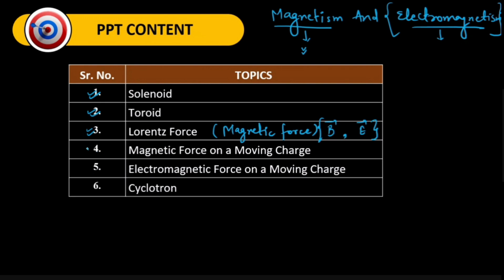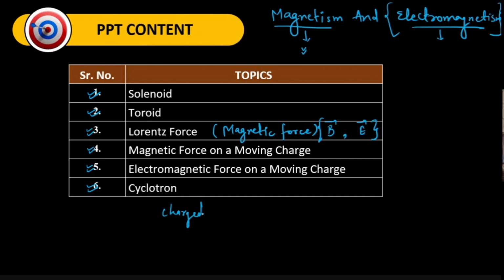Then we'll be looking at what is a magnetic force on a moving charge. So if a charged particle is actually moving, what kind of magnetic force is it going to experience? Last, we'll be talking about electromagnetic forces and then a special device which is known as cyclotron, which is used to accelerate a charged particle.